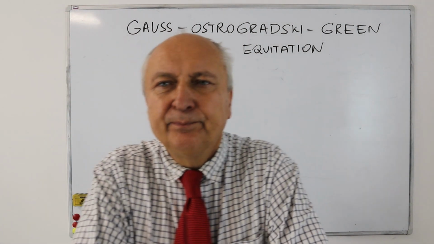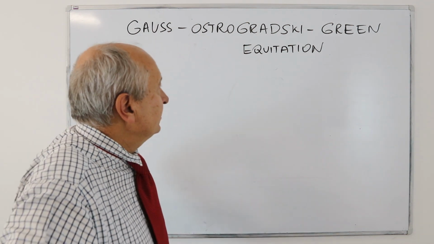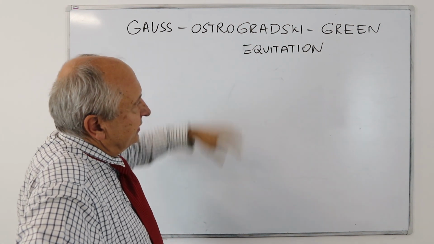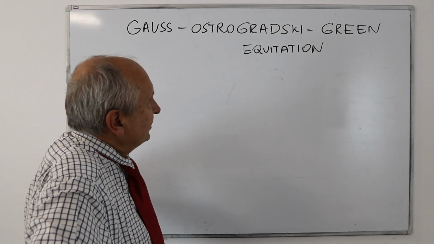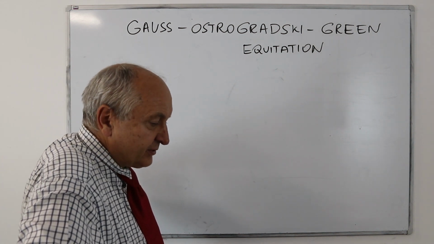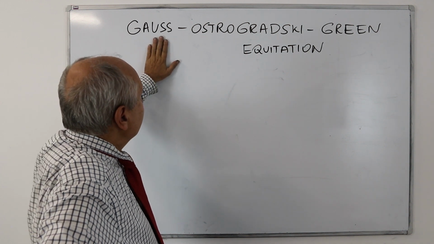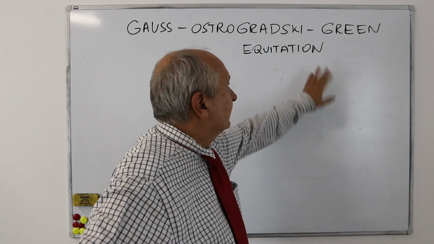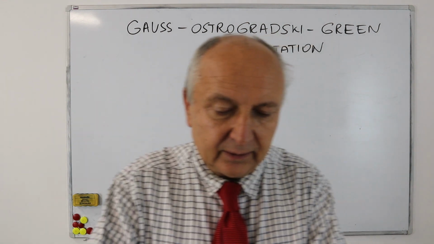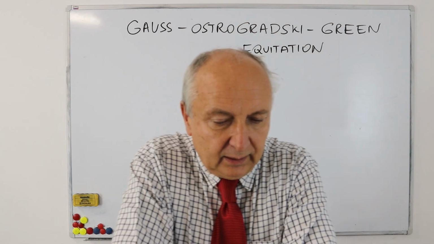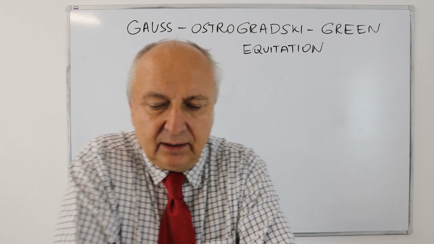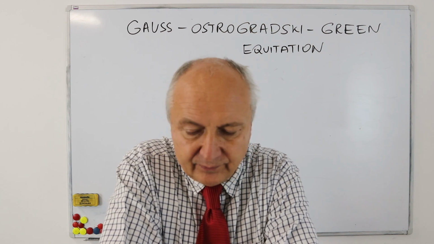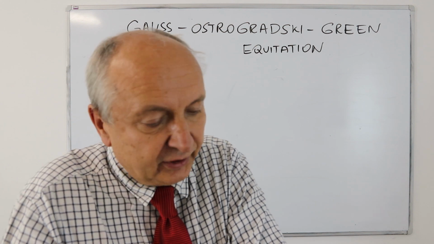Gauss, Ostrogradski, Green equation. We have renamed it. There were scientists that introduced this equation at about the same time, so it has different names. In Germany it is called Gauss, in Russia Ostrogradski, and Green for English-speaking people. This is the law, the equation, that governs any vector field.